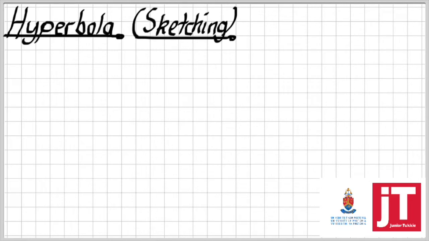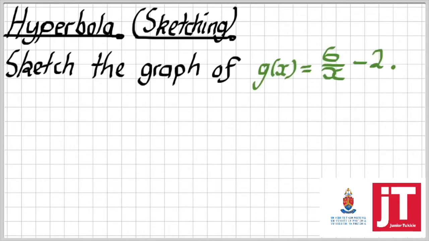So we move on straight to the first question, where we're required to sketch the graph of g of x is equal to 6 over x minus 2. If you remember, the main features of a hyperbola are that we've got two asymptotes and two curves which are drawn in opposite quadrants. We're going to start off by stating the asymptotes.